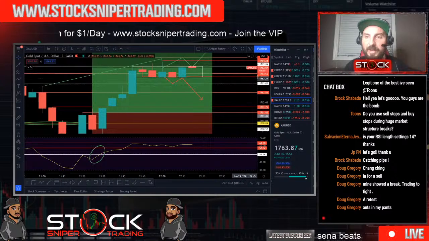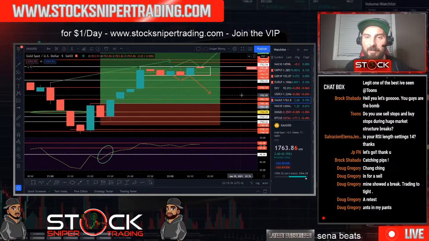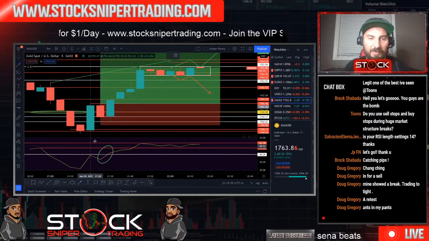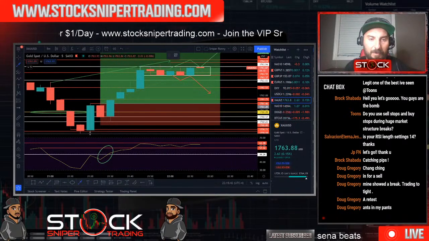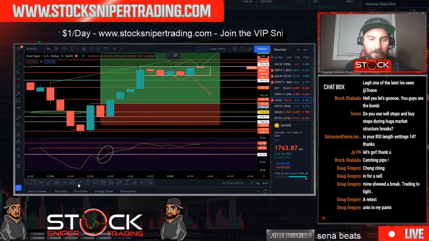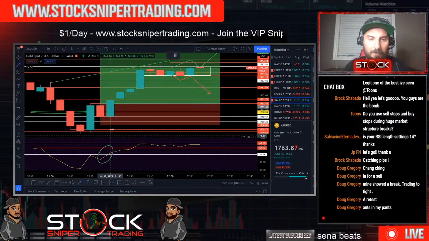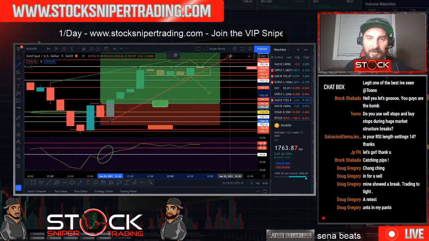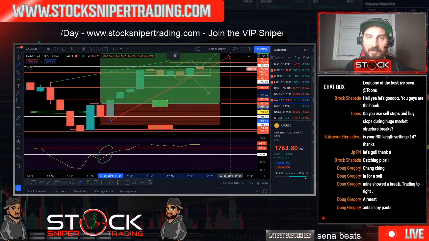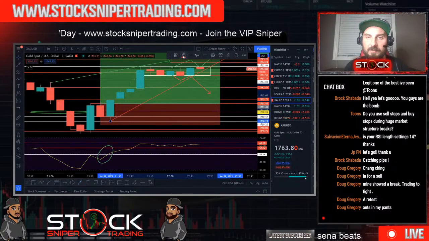So if you have your trend line set up on the bottom, making the higher lows from down here, you can see price action is still bullish, as long as it's making these higher lows.